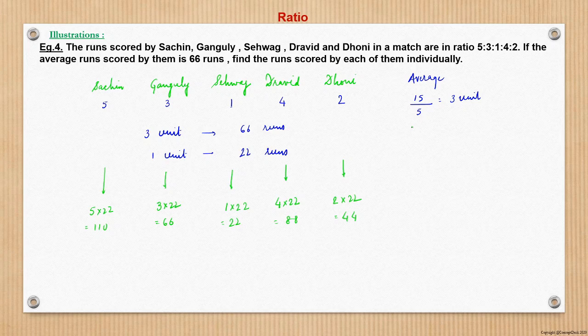So what do we see here? Now see, the thing is very simple, we equated the unit to the average, right? Or we could have said that if 3 units become 66, then every unit will increase by 22 times. So that is what we are doing here, right? And this is the answer.